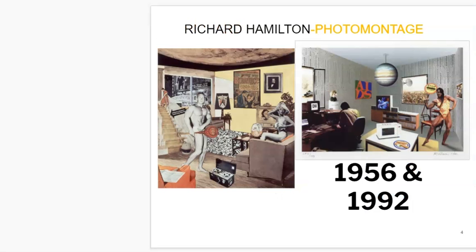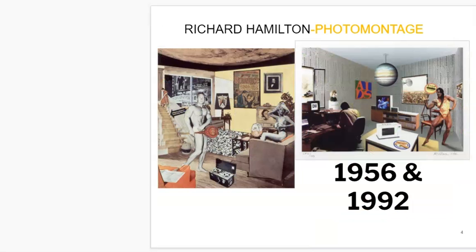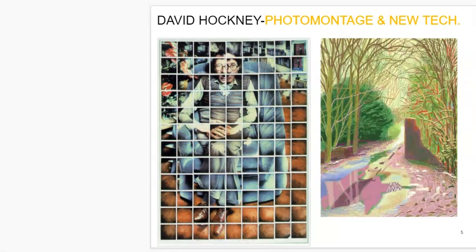Okay? So from the 1950s, 56 or so, to 1962, this guy named Richard Hamilton created photo montages where he would take pictures from magazines, cut them out, and glue them into a collage. Then there was this guy named David Hockney who used technology to create photo montages. Where the other guy had to cut and paste, he started using the computer.